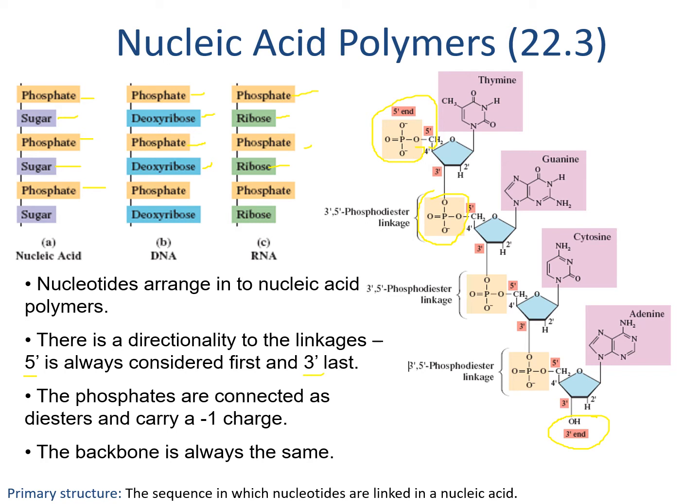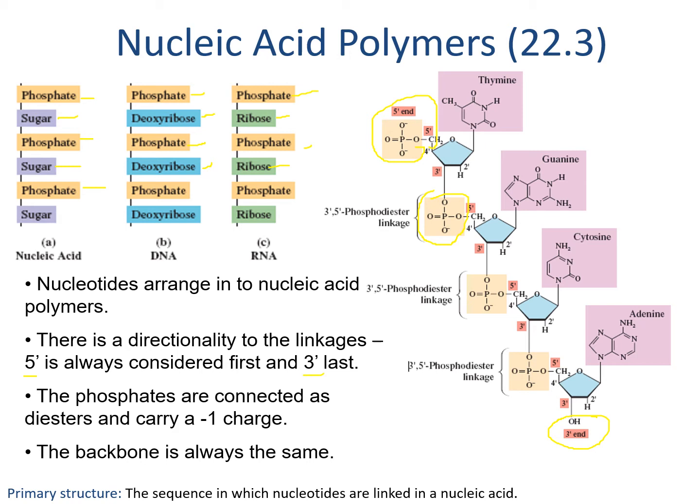When we link all these together, the phosphates are always going to be connected as diesters, and they always carry a -1 charge, which makes nucleic acids really quite anionic. They're really quite water soluble. The backbone is always going to be the same in every one of these cases.